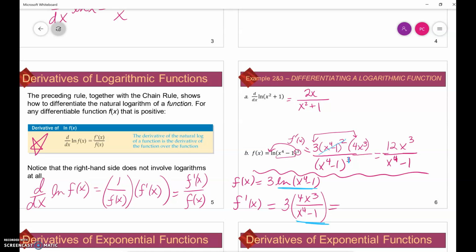And then we can simplify. 3 times 4 is 12 up top. 12x cubed over x to the 4th minus 1. And you see that we get the exact same answer both places. It doesn't matter which way you do it. I would tend to do the top just out of habit because I wouldn't think about using the power rule, but both are correct and both work. And it's not really a work difference either way.